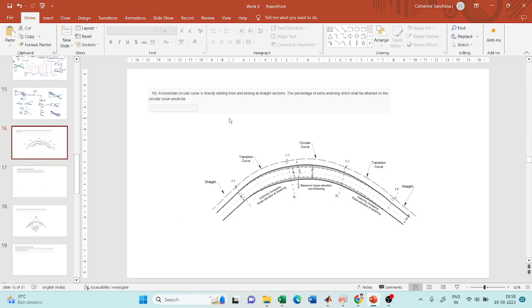Now moving on to the final question for last week. A horizontal circular curve is directly starting from and ending at straight sections. Actually, this is a wrong figure. As per this question, there is no transition curve. So from the straight section, it immediately becomes a horizontal curve, and from the horizontal curve, it again becomes a straight section. There is no transition curve in between.